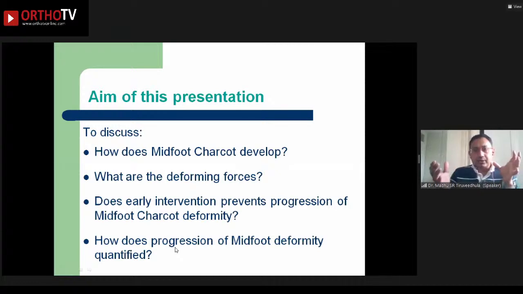So in this talk, we're going to talk about how a midfoot Charcot deformity develops, what deforming forces work on it, what early intervention we can do to prevent progression of the deformity, and how do you quantify if there's a deformity, how it's progressing, and when to act?